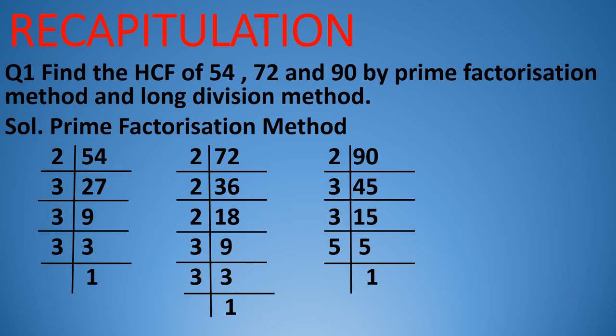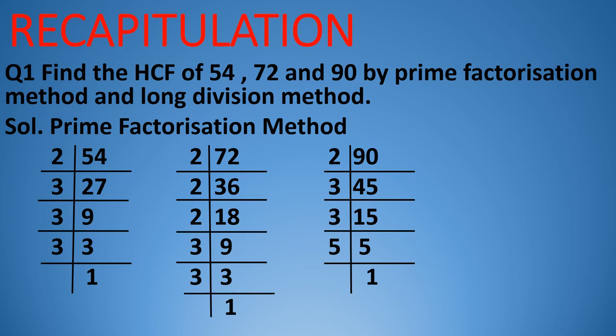Now see prime factorization of 72. 72 is an even number, ones place digit is 2. That means it is possible to divide it by 2. So divide 72 by 2, you will get 36. Again ones place digit is 6 here, so it is possible to divide 36 by 2. 36 is divisible by 2, so divide it, you will get 18. Now 18 divided by 2, 9. 9 divided by 3, 3. And 3 divided by 3 is 1.